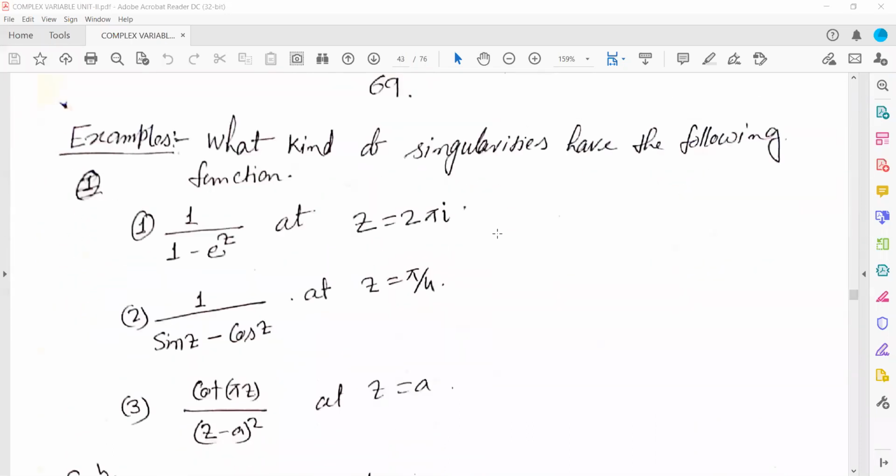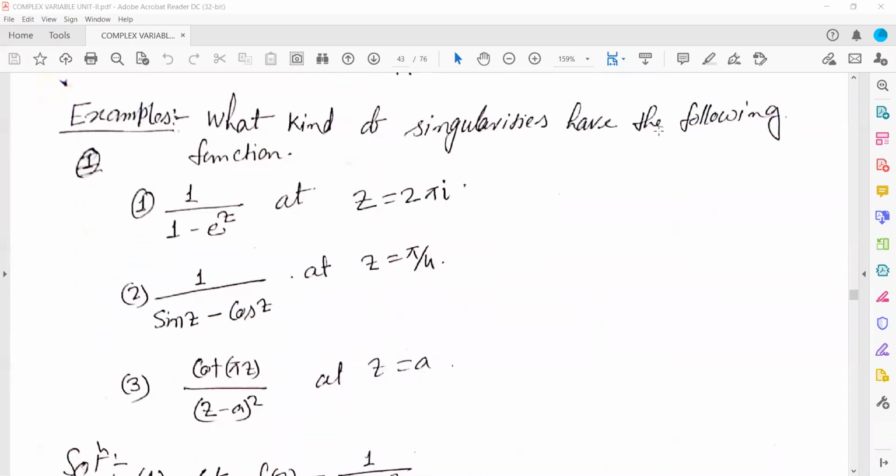Then some examples are there. What kind of singularity for the following functions? You need to check the singularity of the function at the given point. That means at z equal to 2 pi i, what kind of singularity will you get? Whether you will get a removable singularity, a pole, or an essential singularity. So for every function, you need to check at the given points.